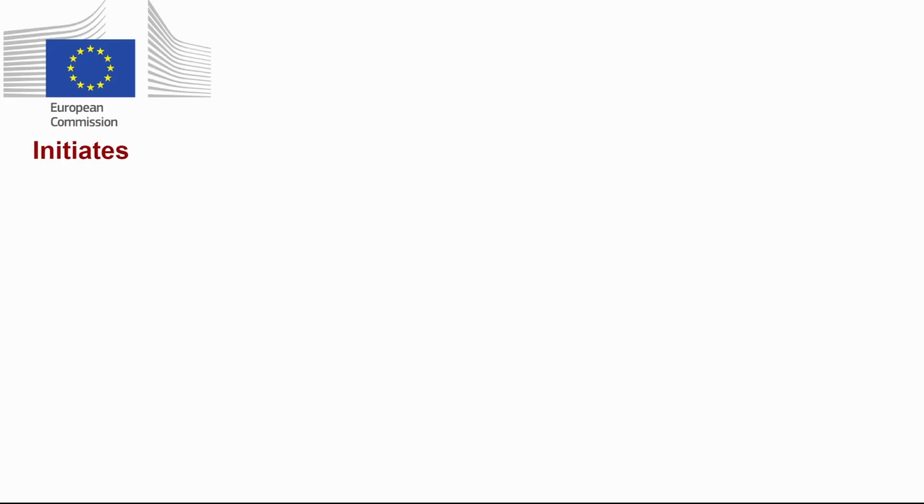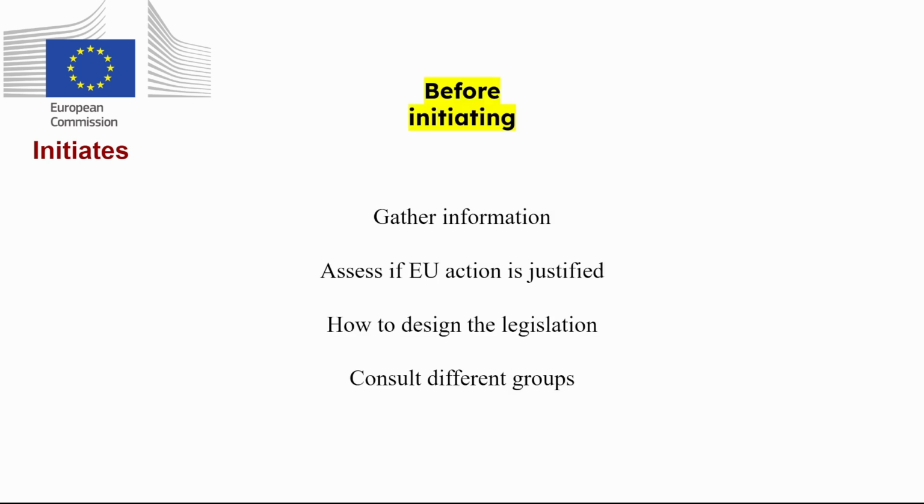Okay, so the Commission initiates a law proposal. But before that, they of course have to internally gather all the relevant information, to know which problems there are in the Union and which kind of law is needed to fix those. And then they also have to assess if EU action is even justified, because some areas are solely the responsibility of the national governments of the individual member states. So they have to check if the EU has a right to act in this area they want to legislate about.